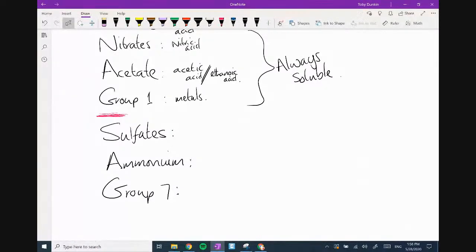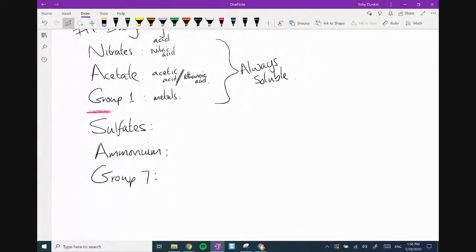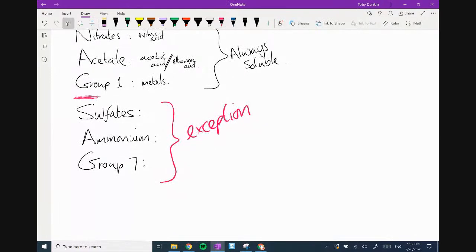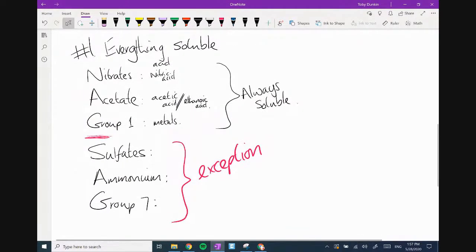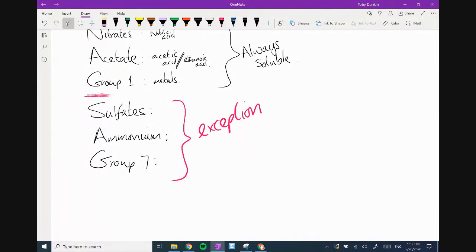And now this is the bit that links to the next two rules. So we know that, I'd like to make that a bit thicker. There we go. So these guys have exceptions. Can I just point out, I still like the first rule. All sulfates are soluble, all ammonium salts are soluble, all group 7s are soluble, except. This is the exceptions to it.